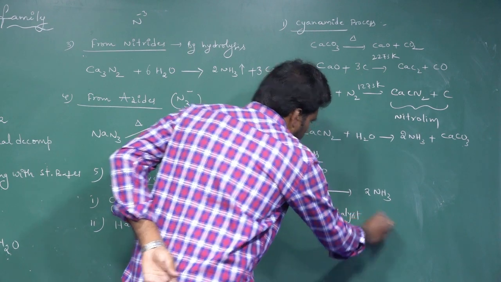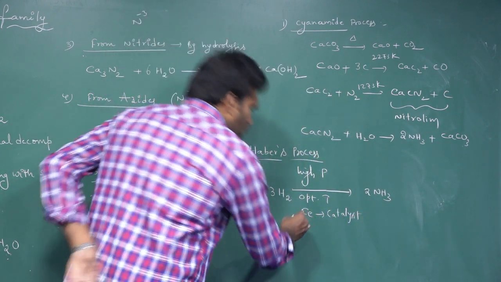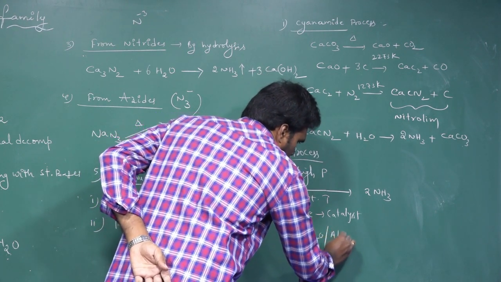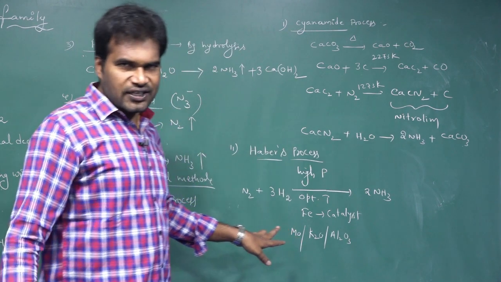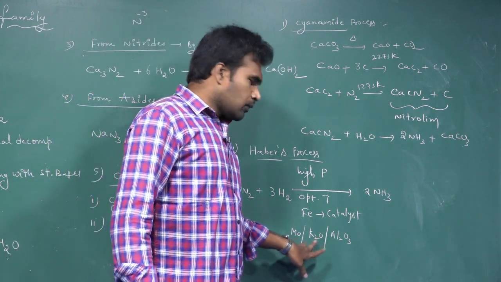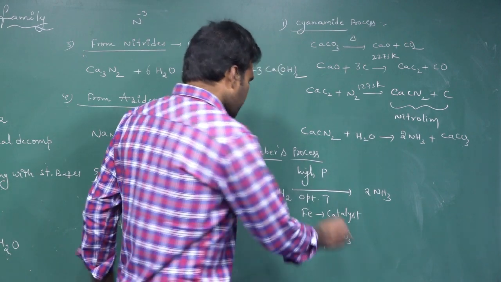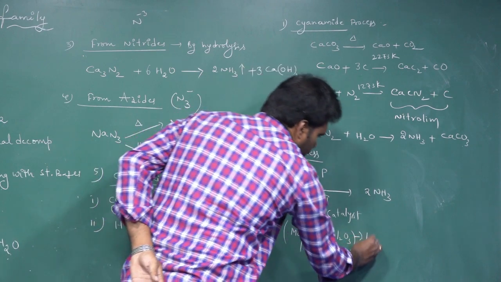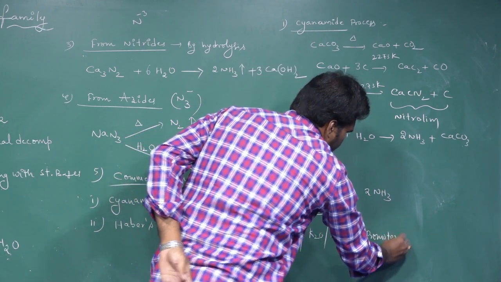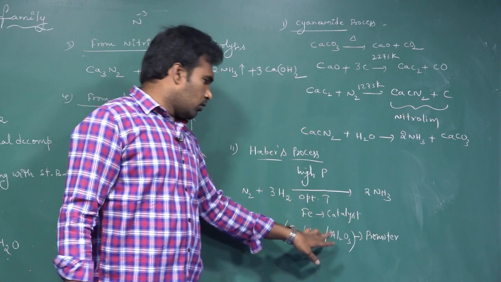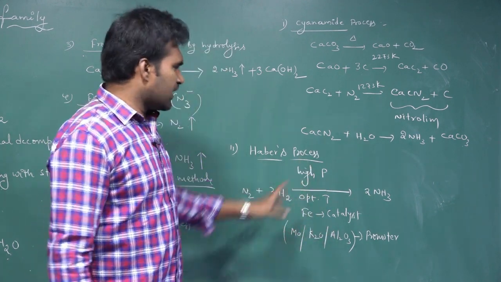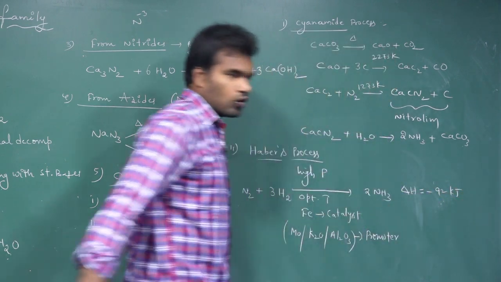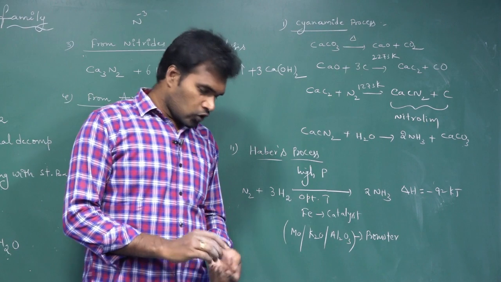What is the catalyst in Haber's process? Iron. And molybdenum or K2O or Al2O3. You can use any one of these three, so molybdenum, potassium oxide or alumina, any one of them as promoter. By maintaining these conditions, we will get ammonia, and during this process, the del H value is minus 92 kJ per mole. So it is an exothermic process.